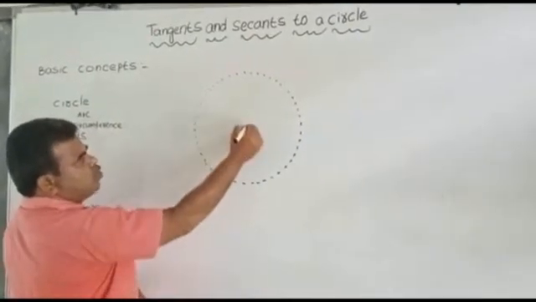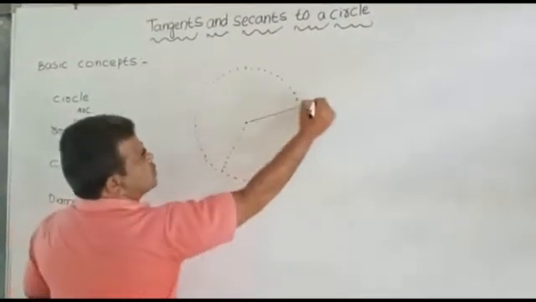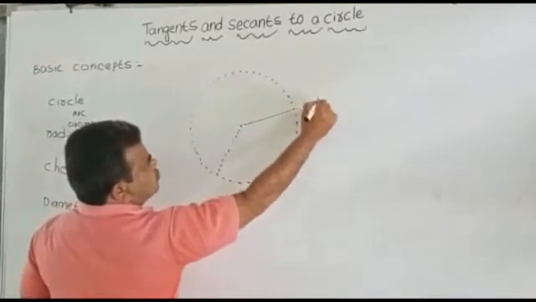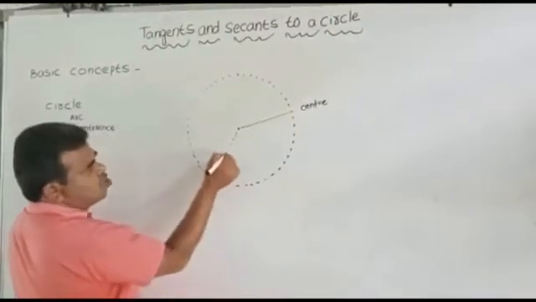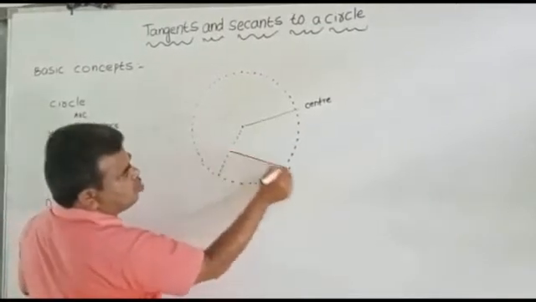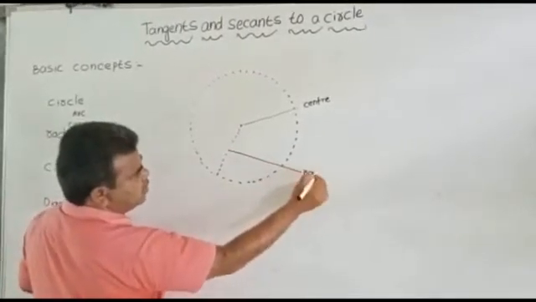So this fixed point is known as the center. This constant distance is called the radius.